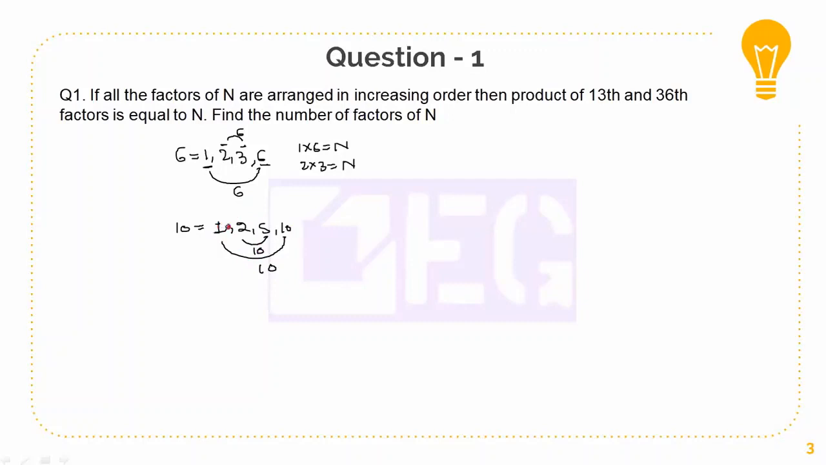So basically, the product of the first and last factor, the second and second last factor, the third and third last factor and so on, will be equal to the number. The same concept we will apply in this particular question. The product of the 13th and 36th factor is equal to n. That means the product of the 12th and 37th factor will also be equal to n.